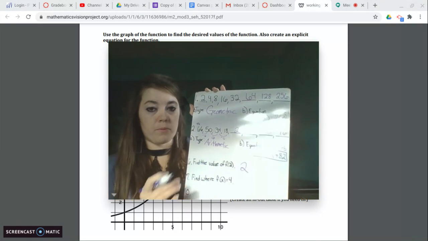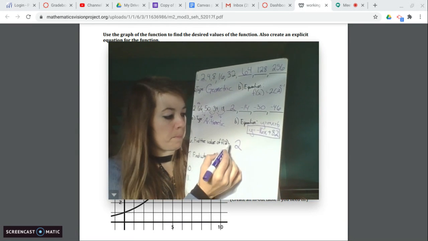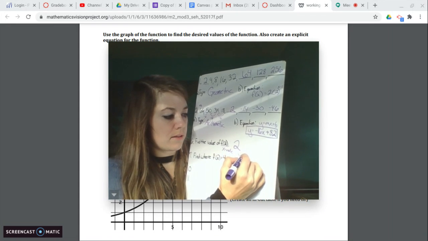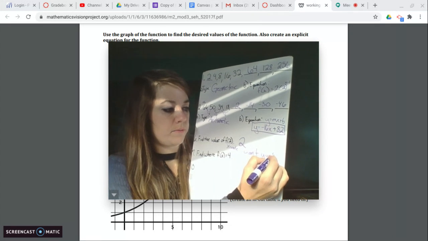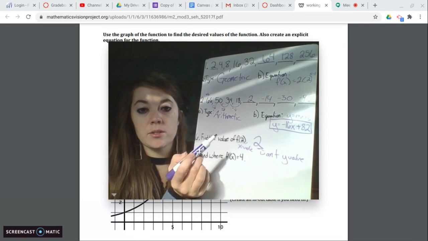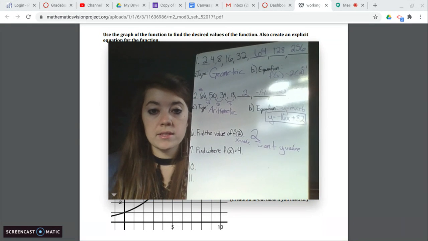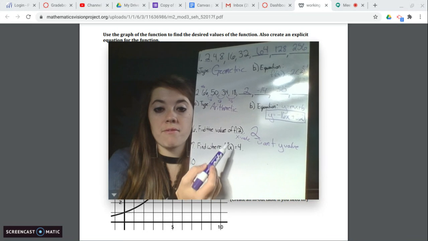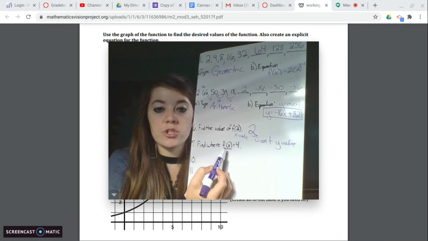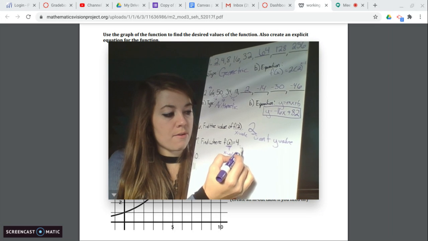So when we have f of 2, it represents the x value, and we want the y value. We know what the x value is, the 2 is the x, and we want to find what the y value is. Now, in number 7, it says find where f of x equals 4. We don't have this value right here, so we're looking for our x value this time, and we have our y value.